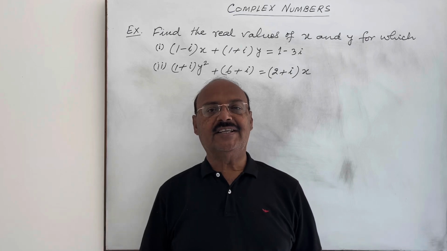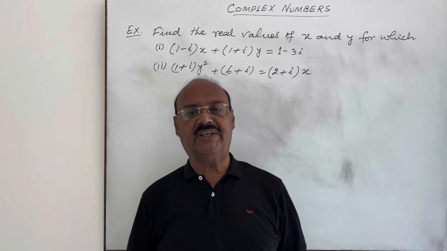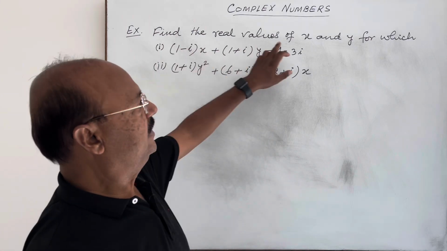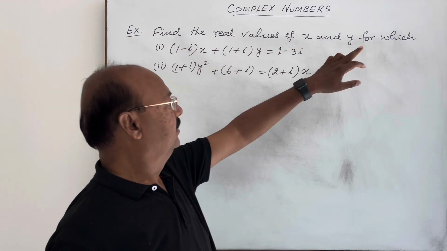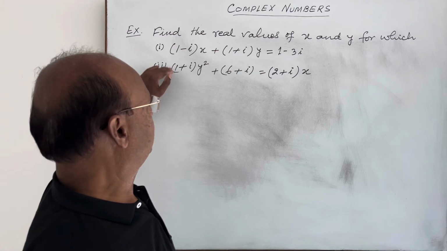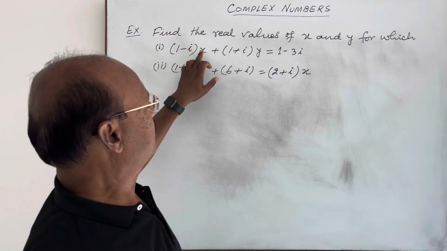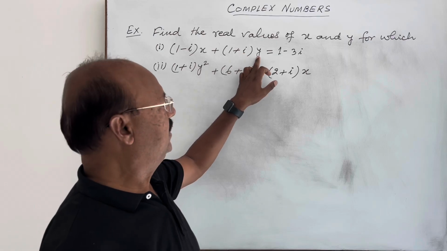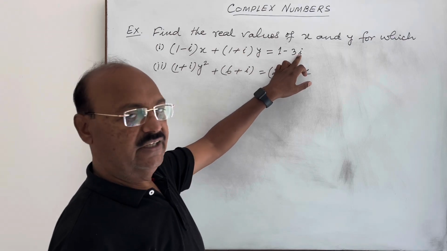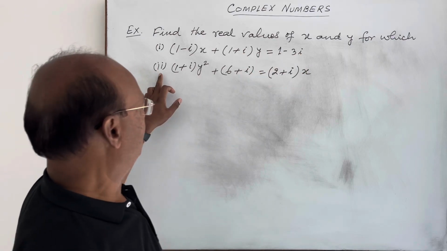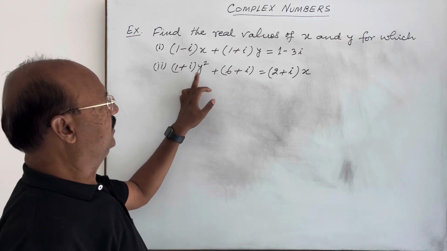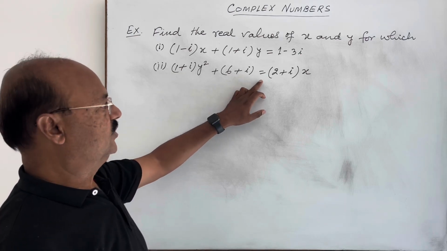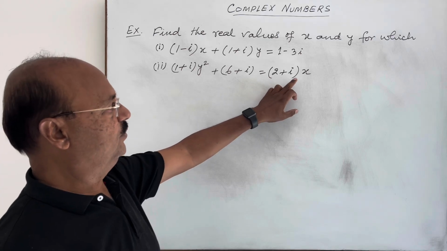Here we are discussing a very interesting question from the chapter complex number. The question is, find the real values of x and y for which two equations hold. First, (1 − i)x + (1 + i)y = 1 − 3i. And the second part of this question is (1 + i)y² + (6 + i) = (2 + i)x.